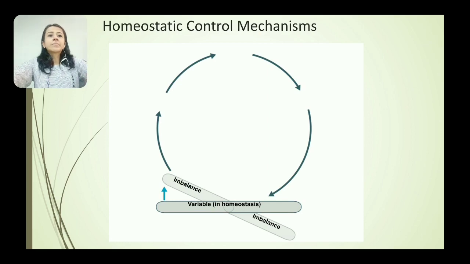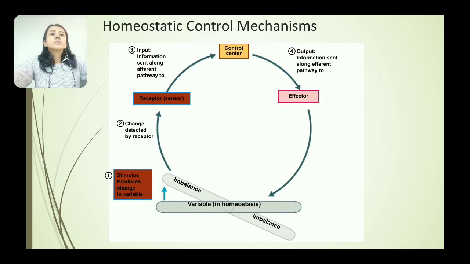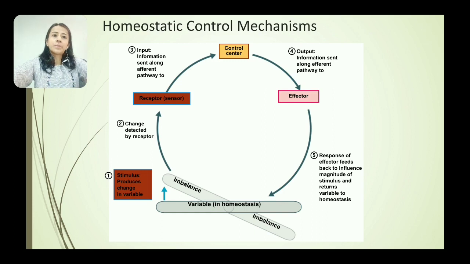Again, in this example also you can see the same thing. Whenever there is imbalance, there is a stimulus which produces change in the variable. Now, the change is detected by the receptor or sensor. Now, this information from the sensor is transmitted through the afferent pathway to the controlling center, and output information is sent to the effector, and the effector produces the response and brings the balance back to normal.